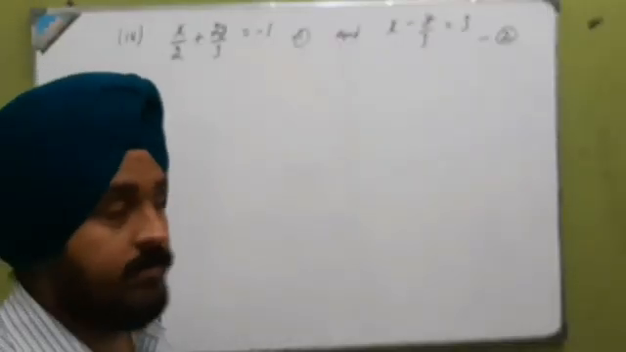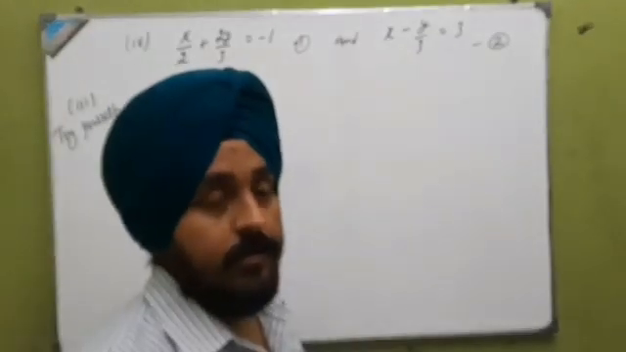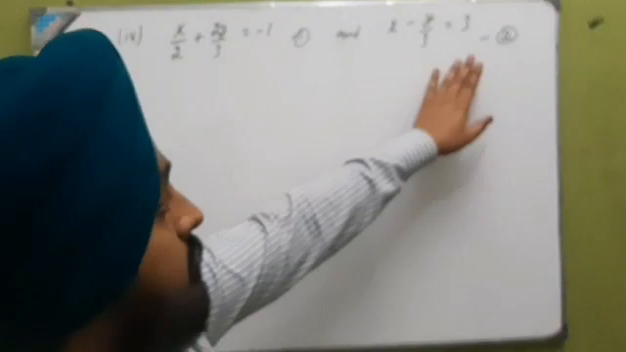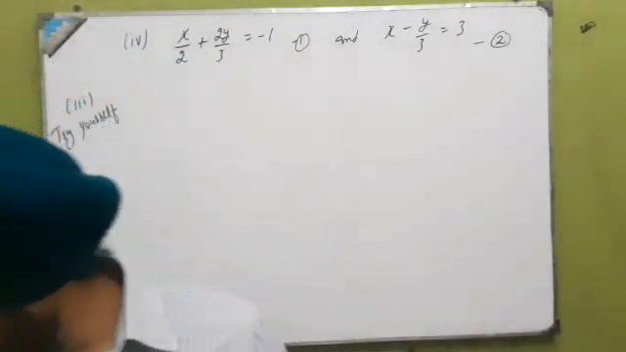Fourth part is here. Equation 1 is given that x over 2 plus 2y over 3 is equal to minus 1, and x minus y over 3 is equal to 3. That is equation number 2. So any one variable you can select here, x or y. So I am selecting variable x.